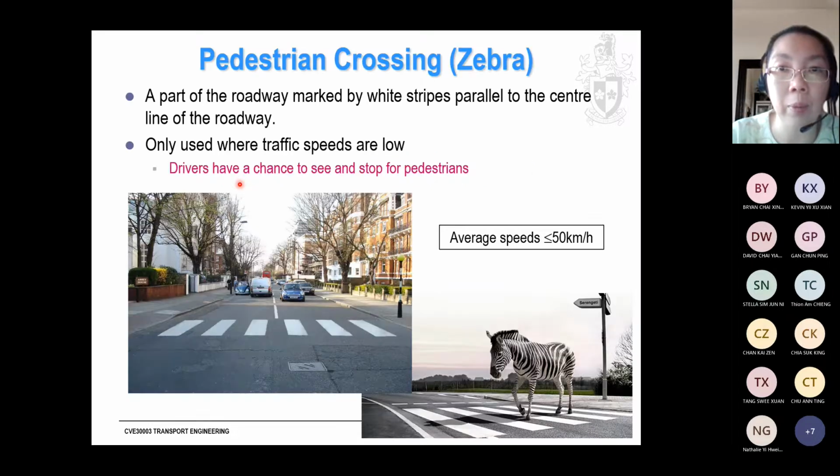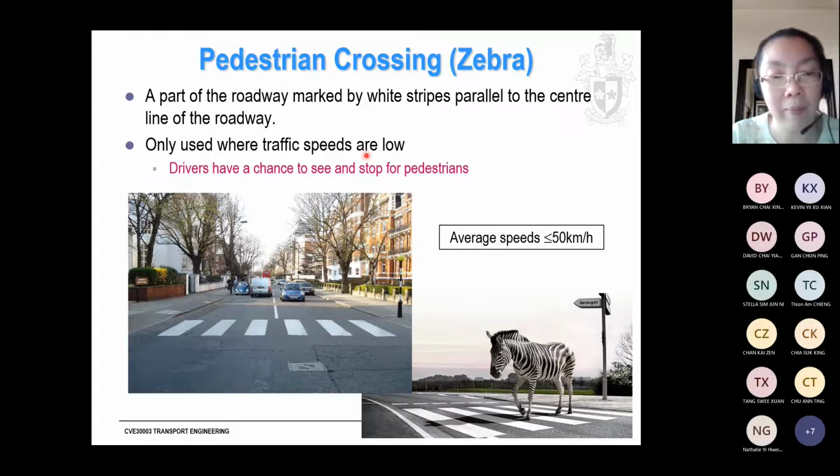So first up will be zebra crossing. We have one on campus. Okay. If you are still not sure, or if you have not been to campus yet, there is one on campus, zebra crossing. A part of the roadway marked by white stripes parallel to the center line of the roadway. Only used where traffic speeds are low. You cannot use this if you have very high traffic speeds. Low traffic speeds like in campus, yes, you can use it.